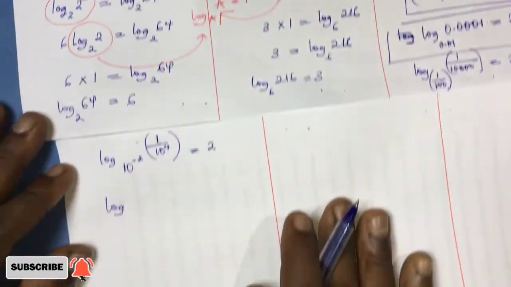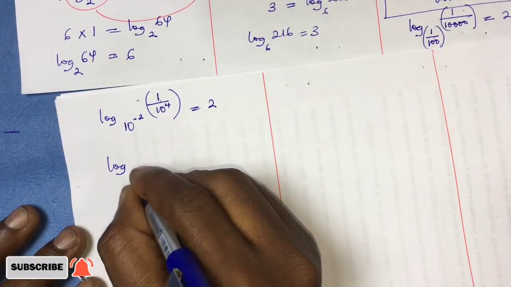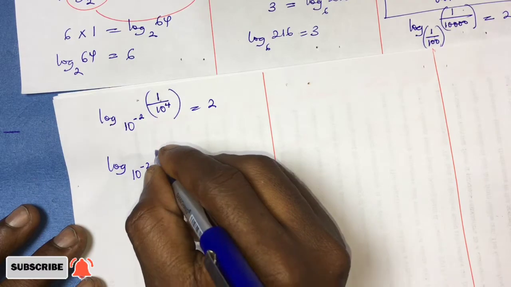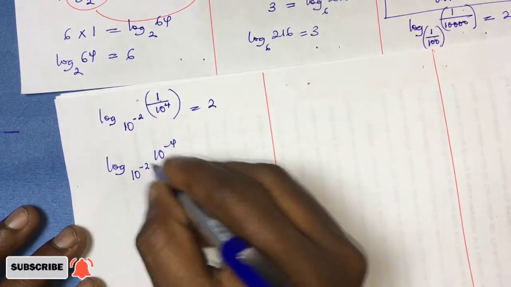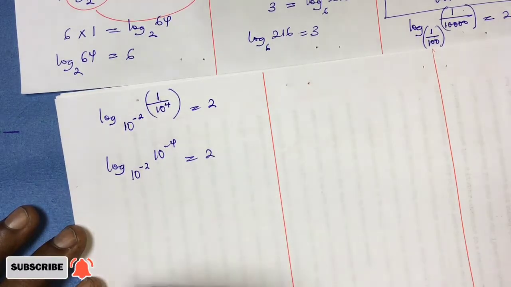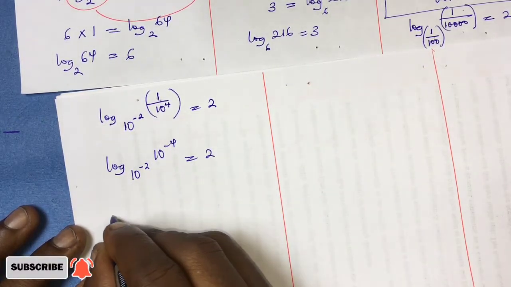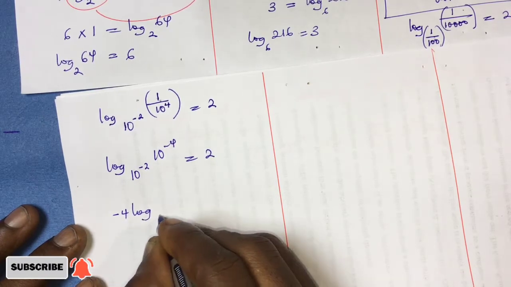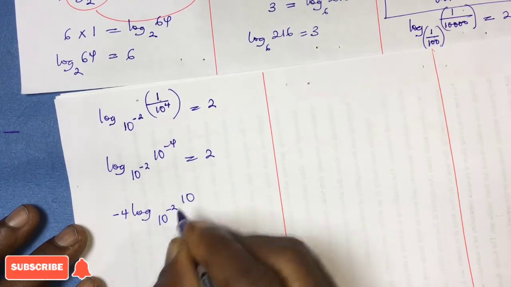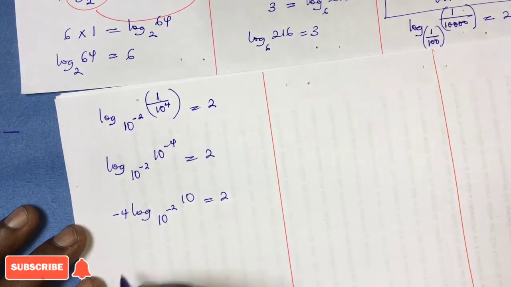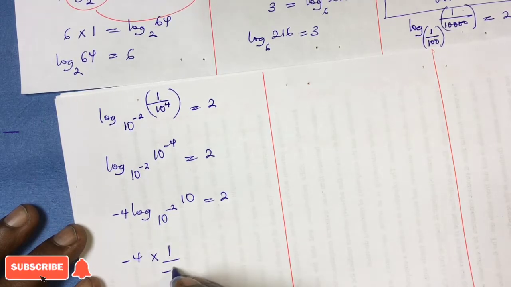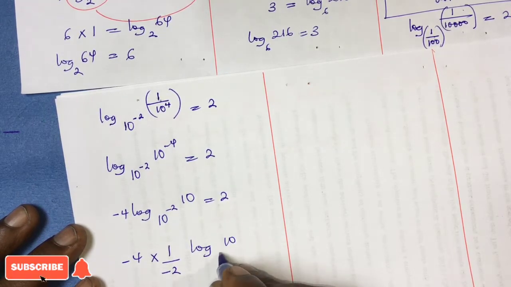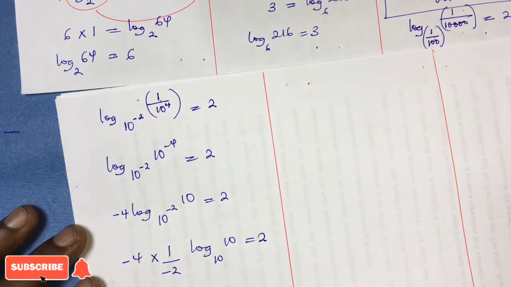I'm looking for an alternative way of writing this. So this will be 10 raised to power minus 2 equals 10 raised to power minus 4, log 10 raised to power minus 4 in the base 10 raised to power minus 2 equals 2. Now, if you apply the laws of logarithm, this will give you minus 4 log 10 raised to power minus 2 and 10 equals 2. And if you further apply that, just to verify, you end up having minus 4 times 1 over minus 2 log 10 equals 2.